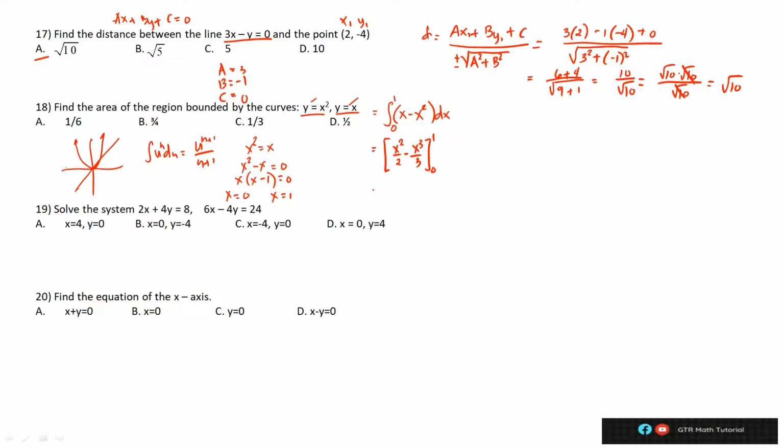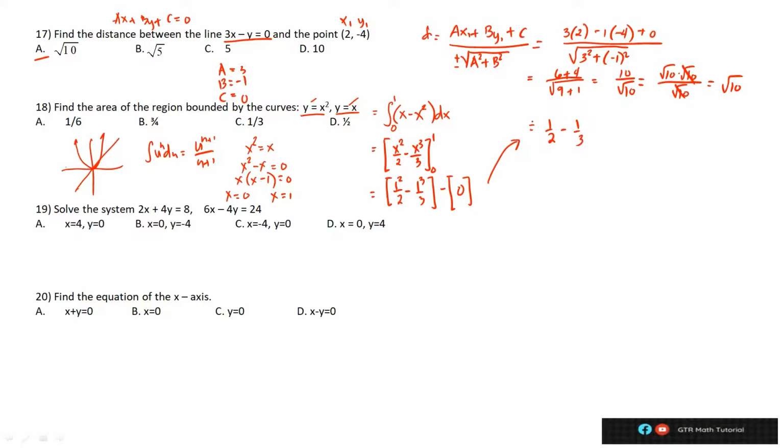Ayan, so therefore substitute natin yung 1 and 0. So we have 1 squared over 2 minus 1 cubed over 3. And then, subtract natin yung 0. Pag 0, mawawala lang siya, kasi we have 0 squared, so that is 0 over 2, 0. Minus 0 cubed, so 0 over 3, 0 pa rin. So 0 na lang itong nandito. So simplify na lang natin. So 1 squared over 2 is 1 half, minus 1 cubed over 3, so 1/3.